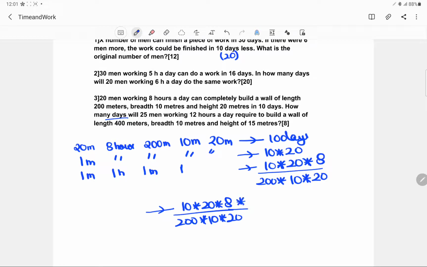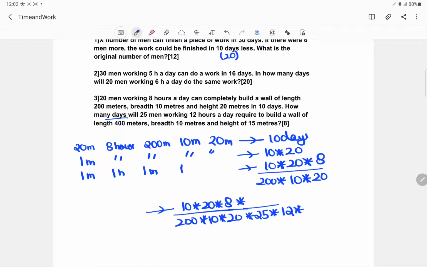Now, 25 men. Of course they will take a lesser number of days. So this will be like 25 men working how many hours? 12 hours. Will of course take a lesser number of days. I feel that it should be less, so I'm simply dividing. If the value would have been less than 1, I would have multiplied with that.